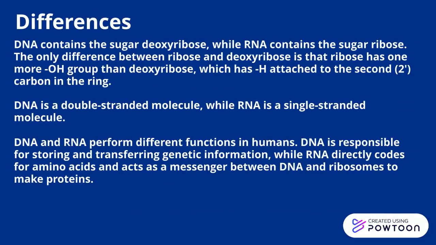First, DNA contains the sugar deoxyribose, while RNA contains the sugar ribose. The only difference between ribose and deoxyribose is that ribose has one more OH group than deoxyribose, which has H attached to the second carbon in the ring. Next, DNA is a double-stranded molecule, while RNA is a single-stranded molecule.